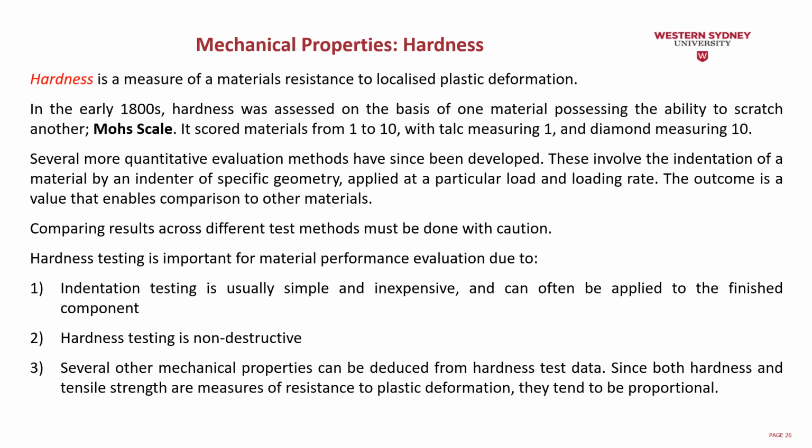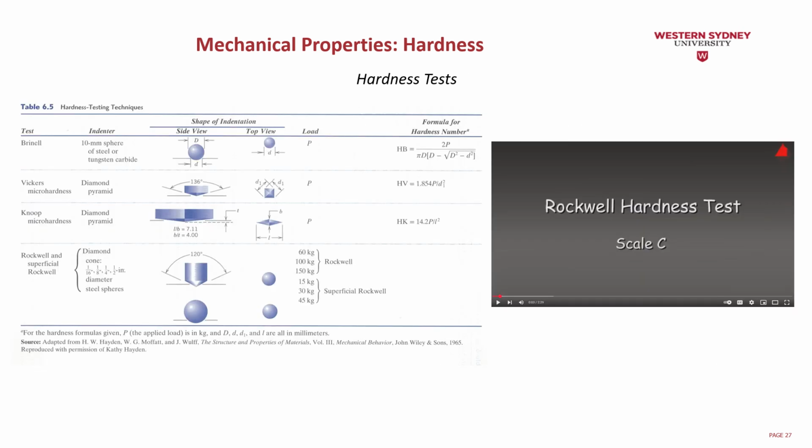Several other mechanical properties can also be deduced from the hardness test data, since both the hardness and the tensile strength are measures of the resistance to plastic deformation, and they tend to be proportional. So these are some of the mechanical properties related to the hardness test procedure.